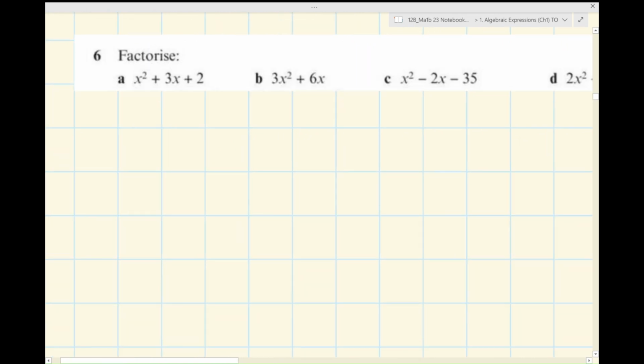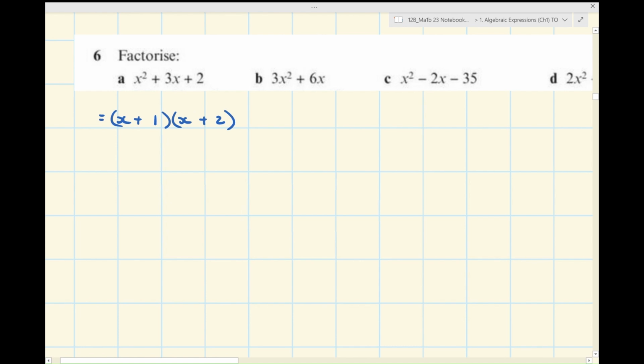Question 6. Right, we're factorising. This one is going to factorise into 2 brackets. I'm going to have an x and an x. I multiply to a positive 2 and add to a positive, so I'm going to have a plus and a plus. And in this case, it's going to be 1 and 2, because 1 times 2 gives me the 2 at the end. And if I multiply that out, I get 3x.